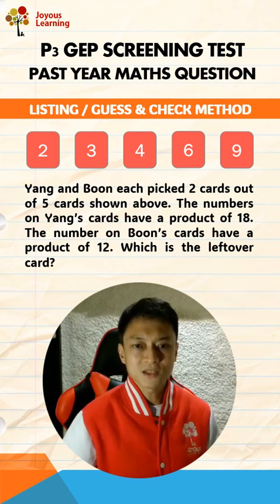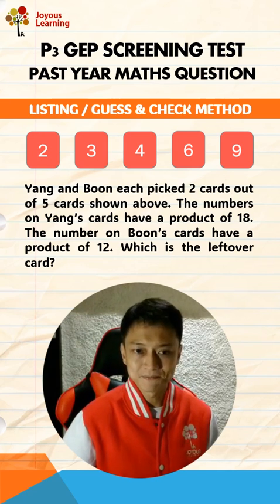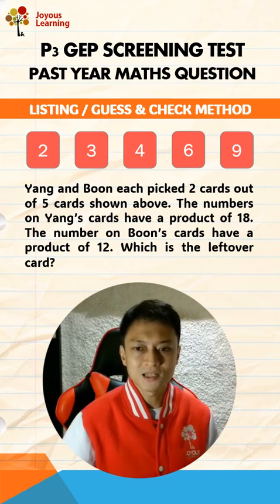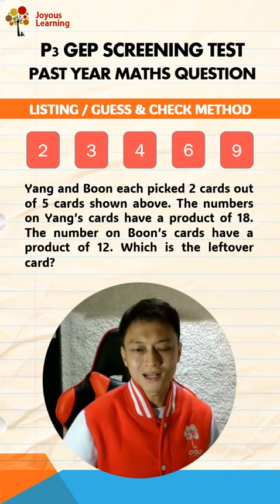Now, for some of these questions, they can be solved using the listing method, followed by a little bit of intelligent guess and check. What this simply means is that first, we should list all the possibilities for each case, then we analyze which combo satisfies the question.